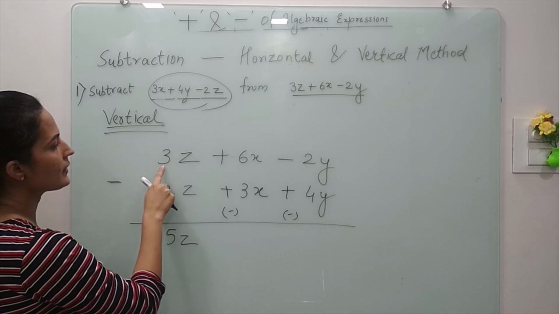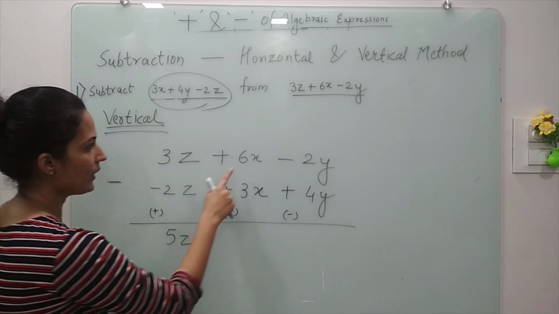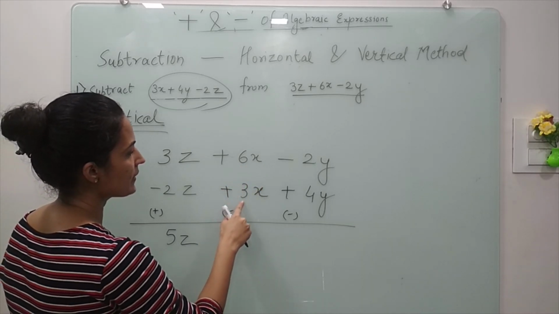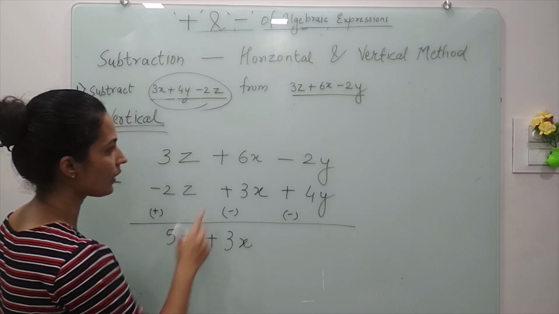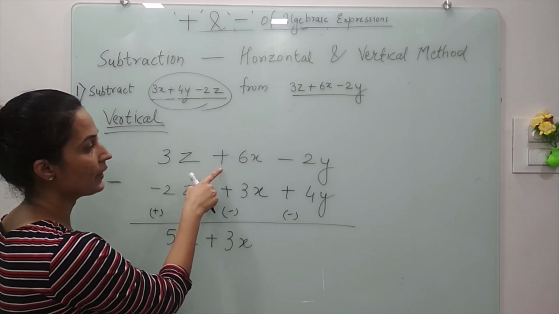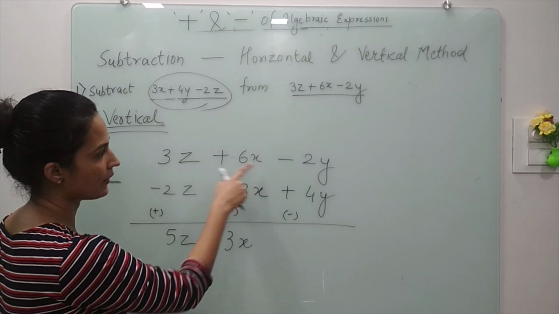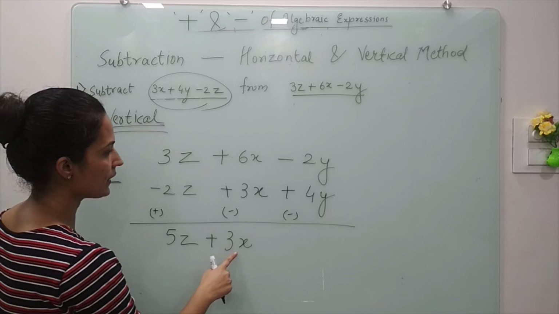So this I'll take as 3z plus 2z, which is equal to 5z. Here 6x minus 3x, which is equal to 3x. 6 minus 3 is 3. The sign will be of the greater number. So 6x is greater, so I'll take sign as plus. So this is 5z plus 3x.